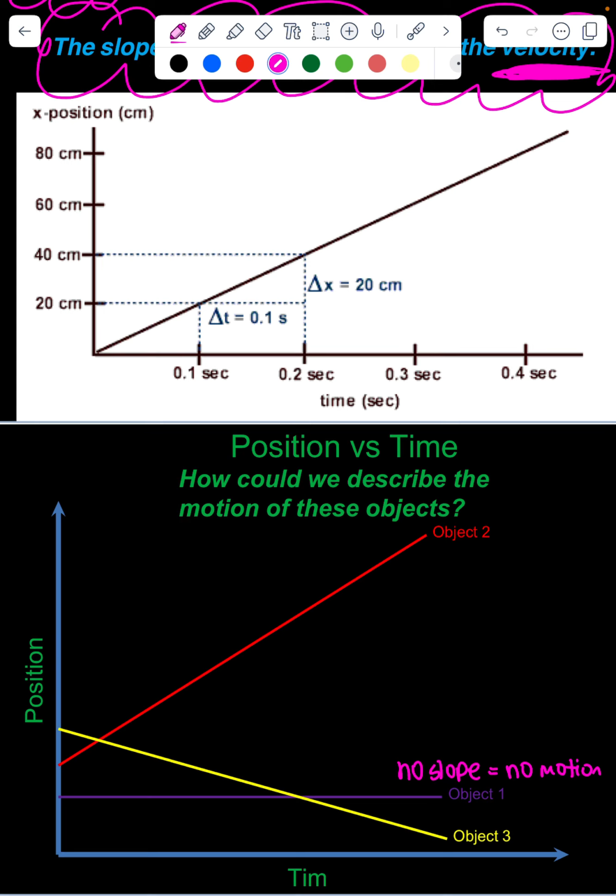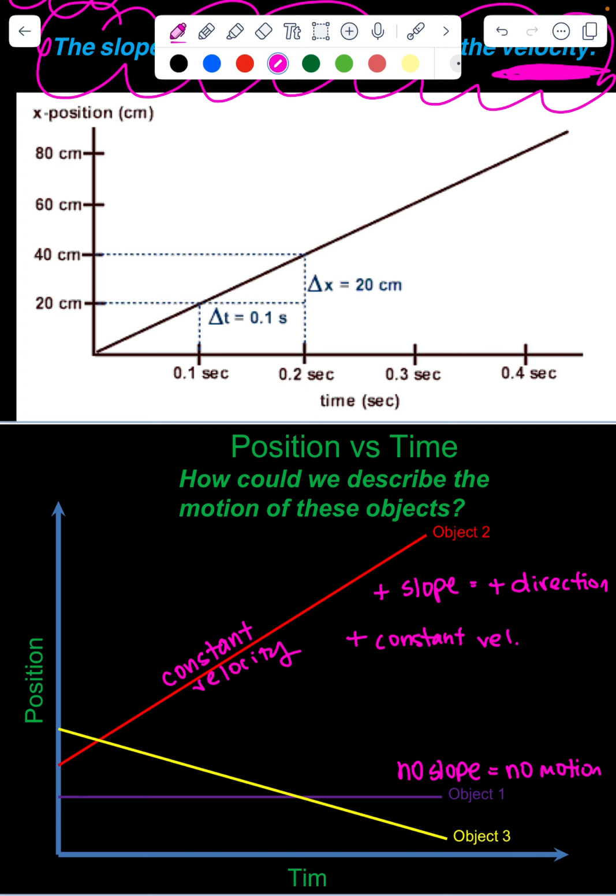All right, if I look at object 2, we've already seen this. Object 2 is moving. We have a straight diagonal line. That means we have constant motion. So we have a constant velocity. But we also have a positive slope. That positive slope means that we're going in the positive direction. So we can tell just from this red line that we have a positive constant velocity, or vice versa, a constant positive velocity.